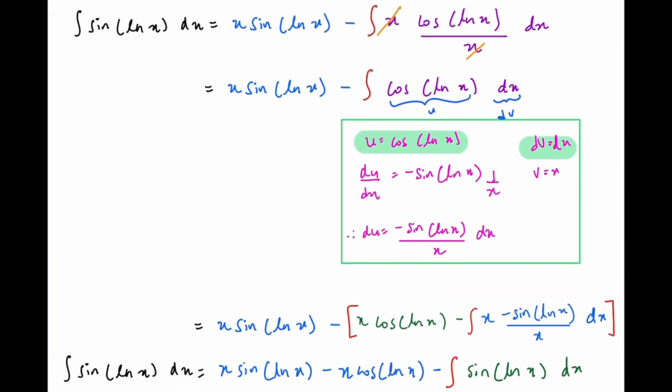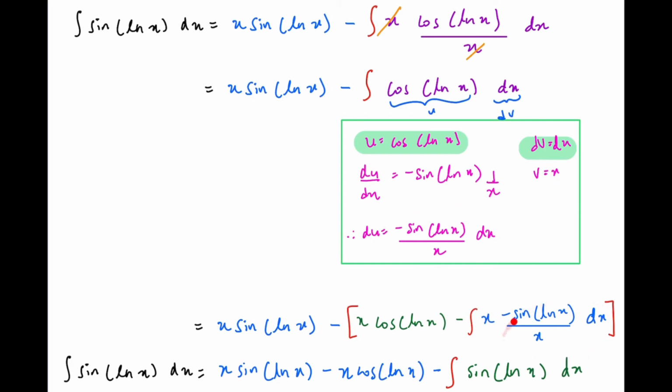Now we are ready to open up the IBP formula here. The first part, as usual, just write it back and put a big bracket here in order to open up the formula of IBP, the second IBP here. So let's do this. uv minus integrate v du.